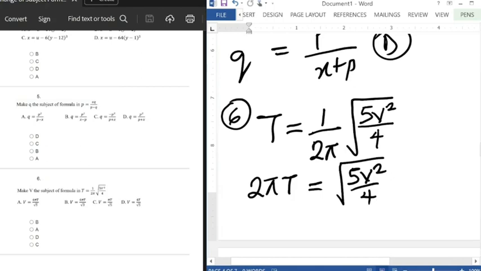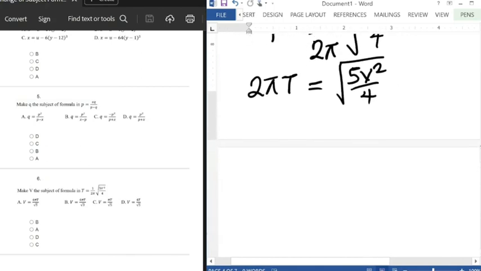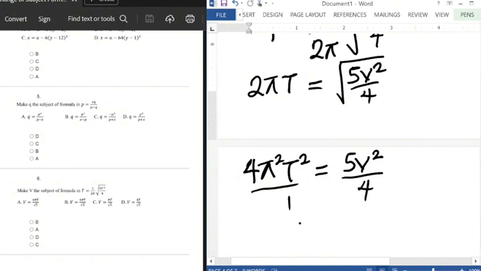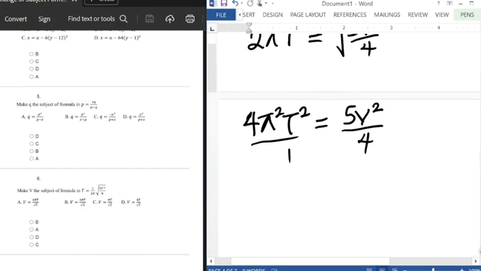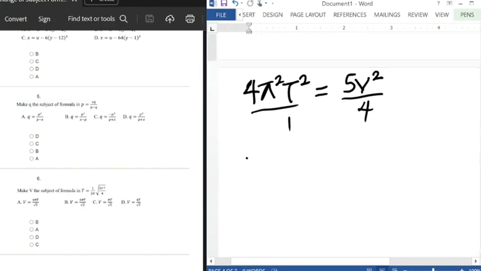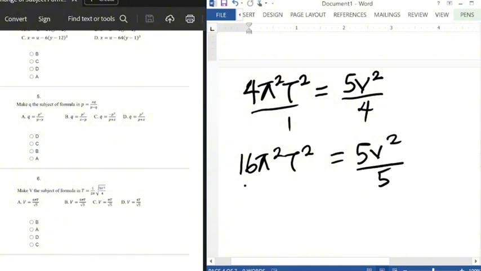So it is v we are looking for, and that means we have to square both sides to remove the square root. In that case, we're going to have, so square of 2 is 4, pi squared t squared equals 5v squared all over 4. Here this is a fraction, so we cross multiply again. Then we have 4 multiplied by this will be 16 pi squared t squared equals to 5v squared. So divide both sides by 5.